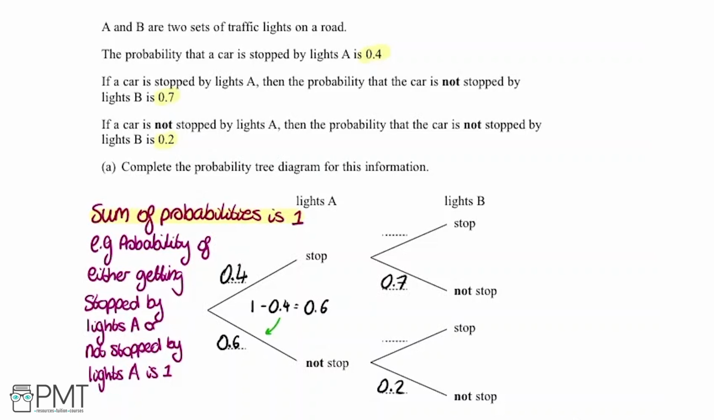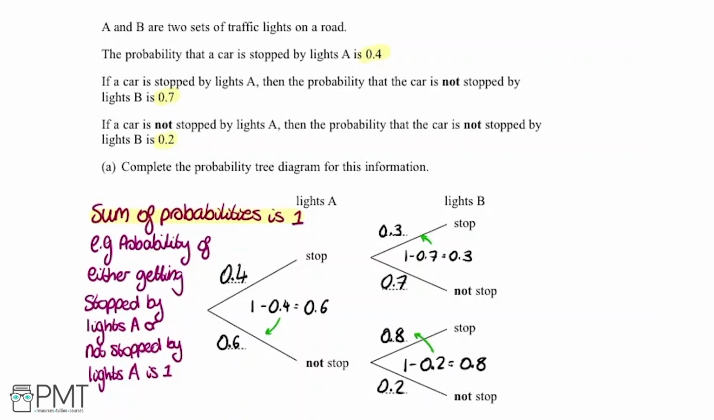Now it's the exact same logic over here. So look at this part here. Again, the probability of being stopped or not stopped is going to happen. They're the only two options, so they're going to have to add up to 1. So we've got 0.7, so it's going to be 1 minus 0.7, which equals 0.3. Just going to put that in there. And the same thing for here. Both the probabilities are going to add up to 1. So you've got 1 minus 0.2, which equals 0.8. I'm going to pop that in here.